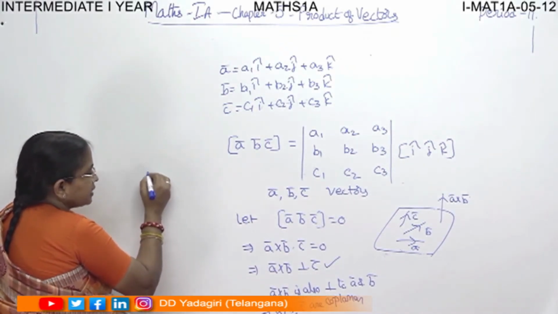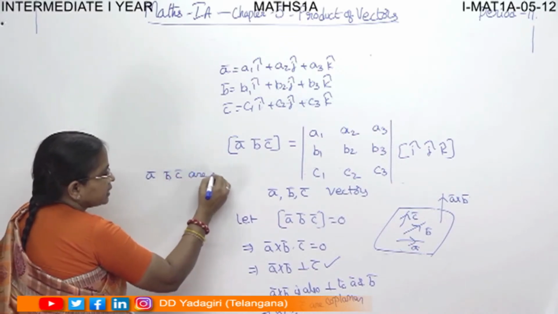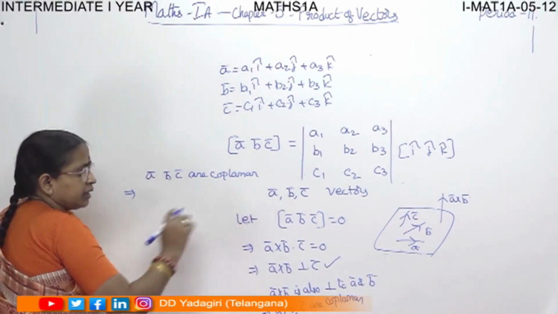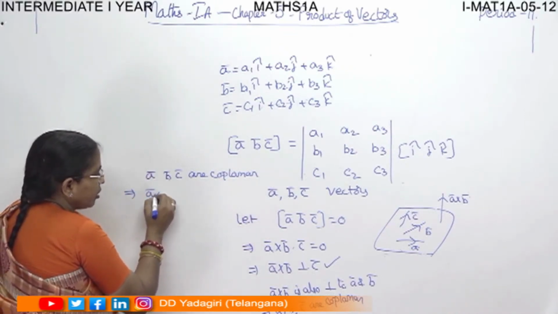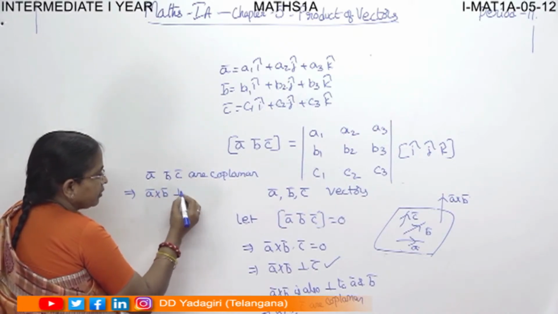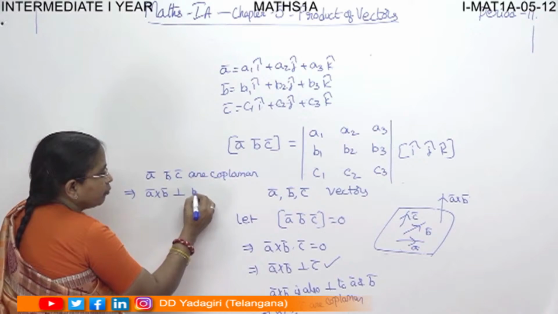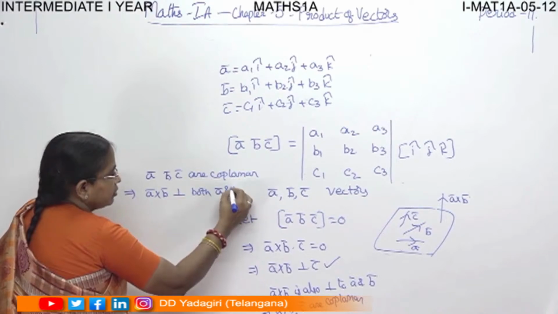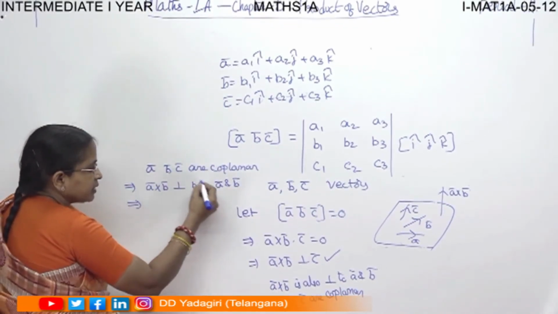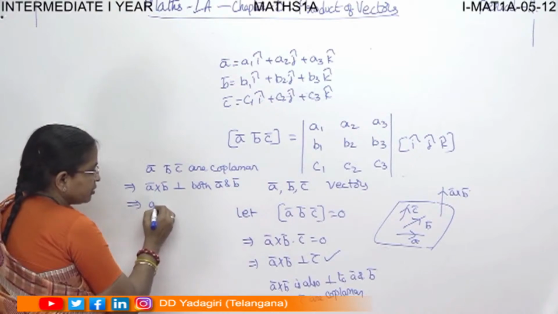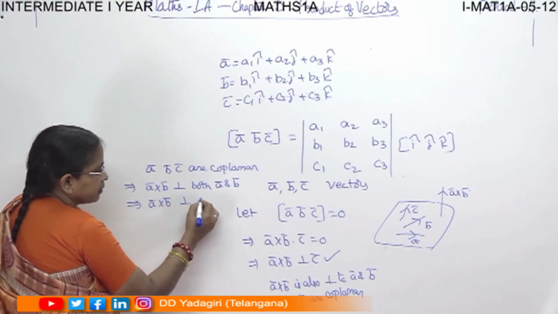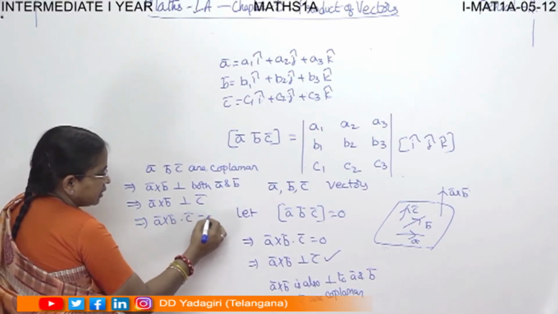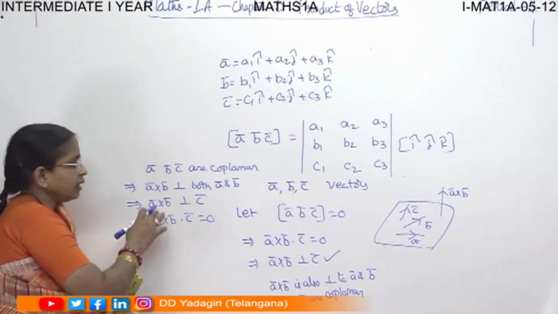Suppose that A, B, C are coplanar. Then it implies that they all lie in the same plane. Now A cross B is perpendicular to both A and B. We know that. So this also implies that because A, B, C are in the same plane, A cross B is also perpendicular to C. So that means A cross B dot C is equal to 0. So like this we prove the other part of it.